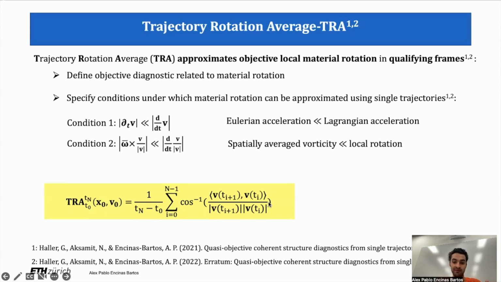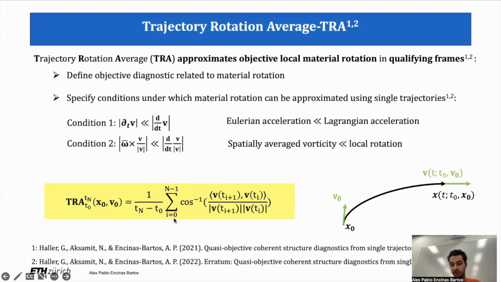Now, under these assumptions, the TRA is a very simple quantity. The way you compute the TRA is simply you take a trajectory, and you take the velocity along this trajectory. Now, the TRA simply takes the average of the angle between two subsequent velocity vectors. So intuitively, you can see that it is indeed related to rotation, because if you have a trajectory which is just traveling on a straight line, then of course the angle between two subsequent velocity vectors will be zero, so the TRA will be low.